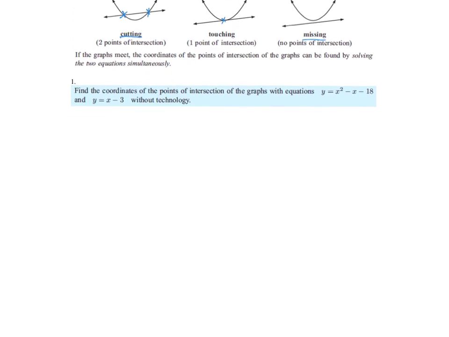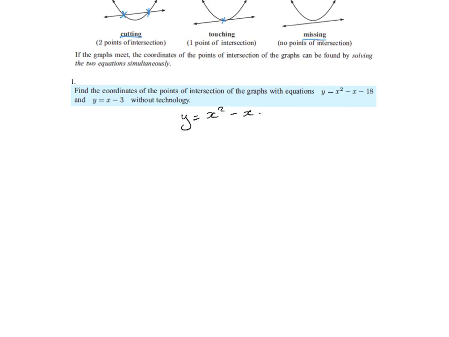It says, find the coordinates of the point of intersection of the graphs with equations y equals x squared minus x minus 18, so that must be a parabola, and y equals x minus 3, without technology. So I want to just solve them simultaneously, and you need to be able to do this without a calculator as well as with a calculator. If it was a paper 2 and you were allowed to use technology, you could always just graph both functions and find the points of intersection on your calculator. But at the moment, we're going to pretend it's a paper 1 where we can't use technology.